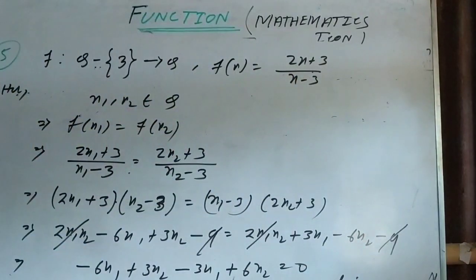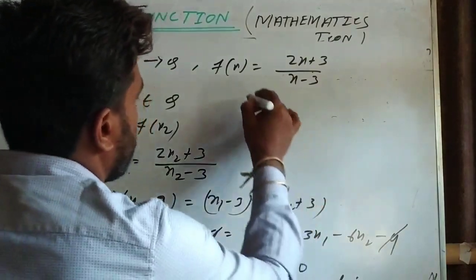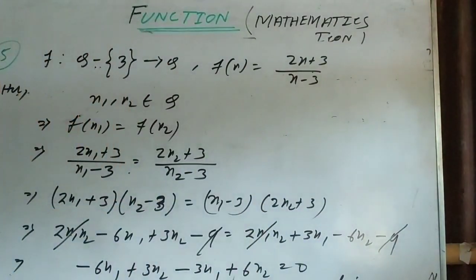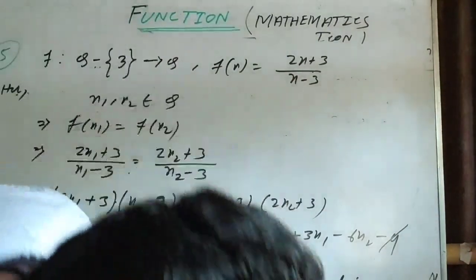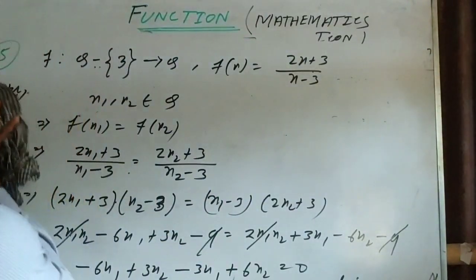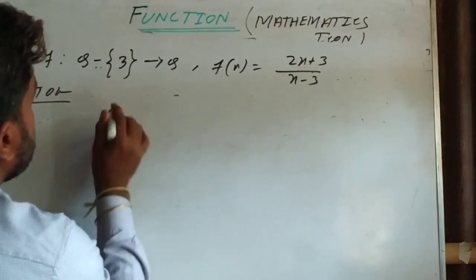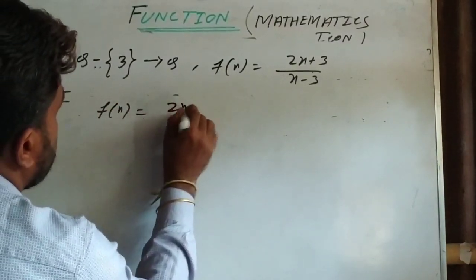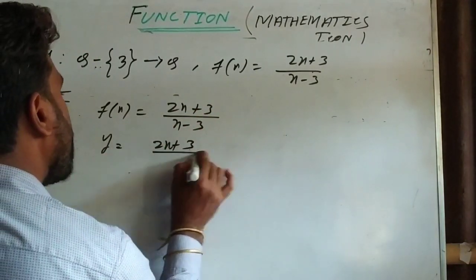So f is 1 1, okay. सो उसके बाद ऑन्टोनेस प्रॉपर्टी हम लोग चेक करेंगे। ये लिख लो, एक तरह से देख लो, देख के लिख लो। ओके, ऑन्टोनेस प्रॉपर्टी, ऑन्टो, ठीक है, ऑन्टोनेस प्रॉपर्टी में क्या होता है, देखो y सॉरी fx equals to 2x plus 3 by x minus 3, y equals to 2x plus 3 by x minus 3.